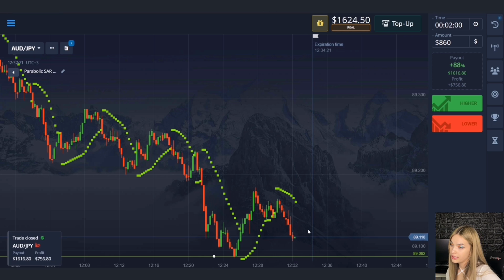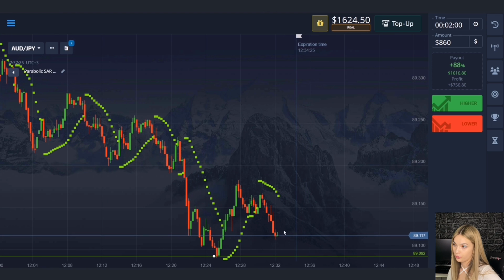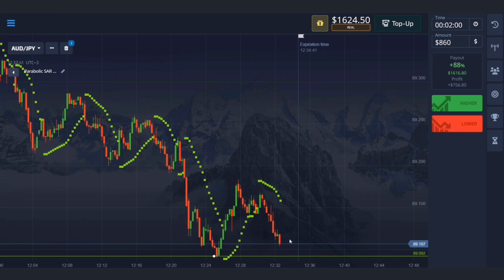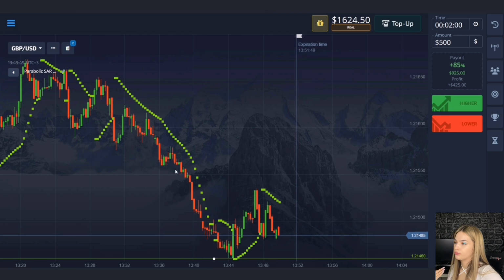Okay guys, that's great. As you can see, the price really continued to move down, and here we are making profit. The indicator really gave us a good entry point, and price continues to move towards the level. In this situation, we have managed to work out on the approach of the price to the level, and let's continue guys.